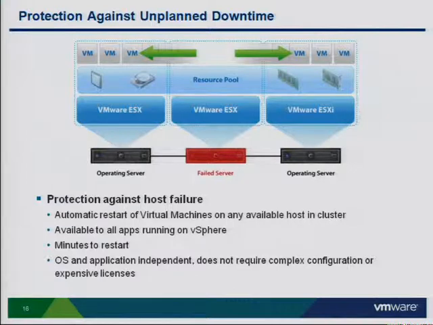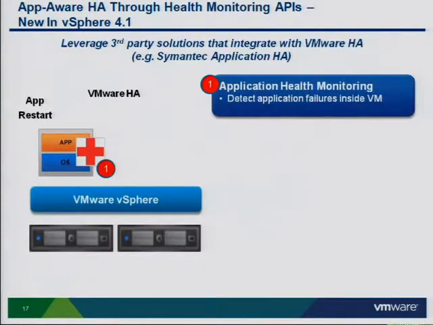But the nice thing again is this is also OS and application agnostic, so it gives you a very broad range of protection for just about anything you're running on a virtual machine. Recently, in version 4.1 of vSphere, we introduced something that goes one step beyond this. So the basic HA is not what we call application aware, right? It gets triggered when the host goes down.